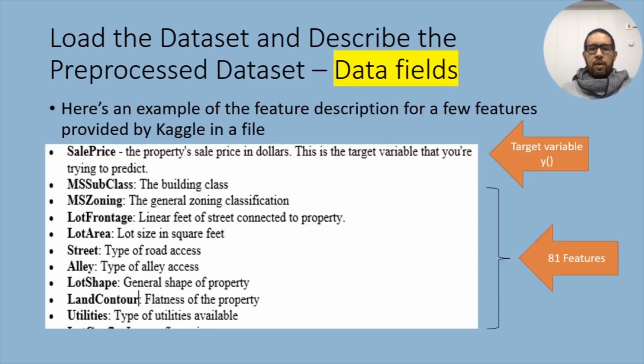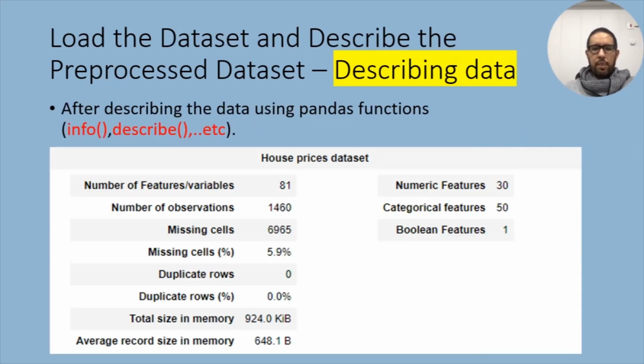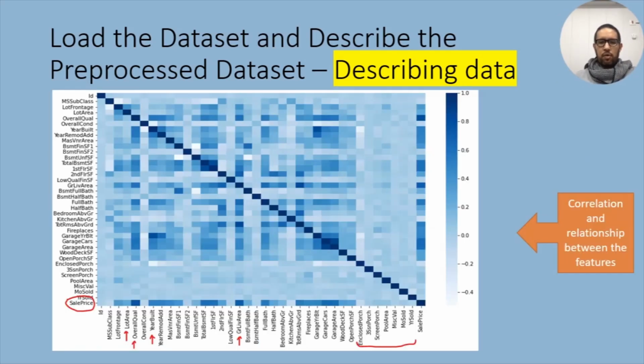Okay, so here is our data fields description. We have our target variable, which is sale price, and we have 80 other features that we will use to see the fluctuation of sale price. Okay, so here is the description of our data. We have 30 numeric features, 50 categorical features, and 1 Boolean feature.